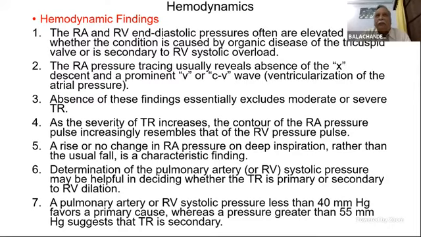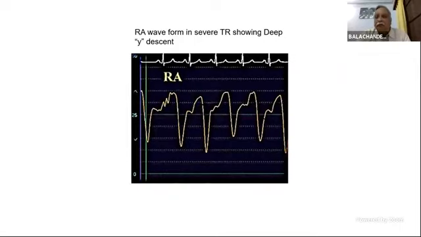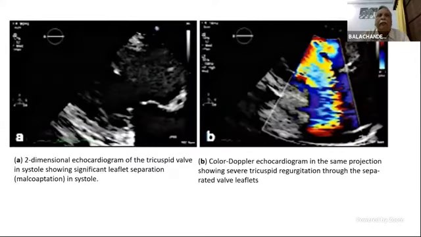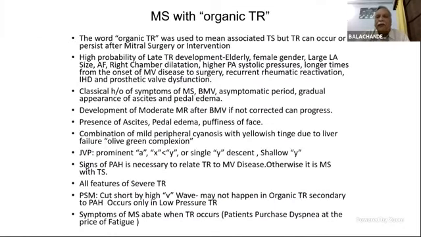Next slide. And this is the severe TR, which shows a deep wide Y descent. Remember that this resembles a constrictive pericarditis very much, except that you have a deep wide Y descent without at all V wave in patients of constrictive pericarditis. Next slide. And this is the 2D echo. We won't go into details. Next slide. And this is the MS with organic TR. And we'll skip prevalence. Next slide, please.